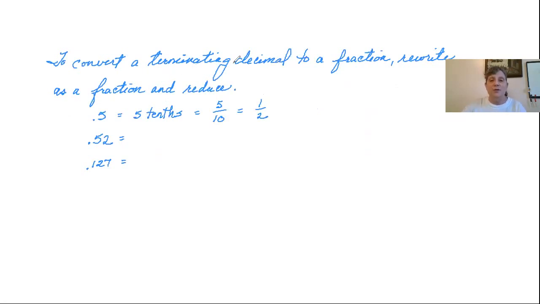So, here's how to go back the other way. To convert a terminating decimal to a fraction, just rewrite it as a fraction. 0.5 is the same thing as 5/10. So that written as a fraction is 5/10. And when you reduce the fraction, you get 1/2. Make sure you reduce it.